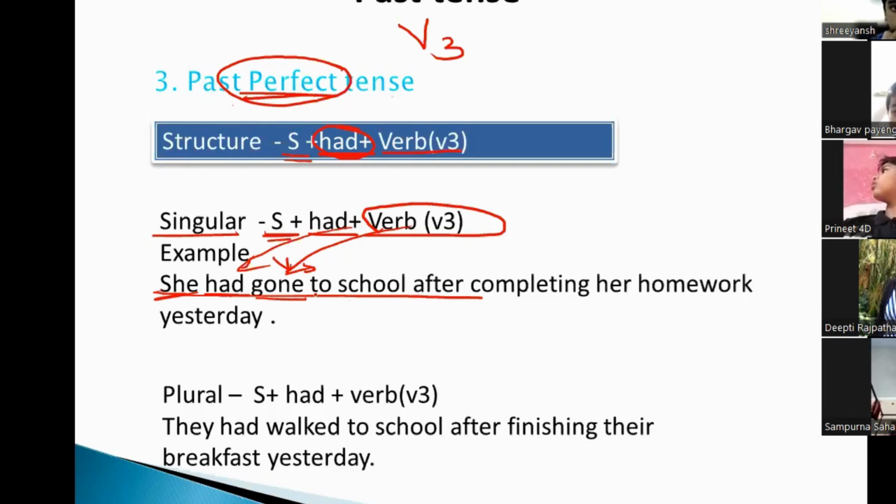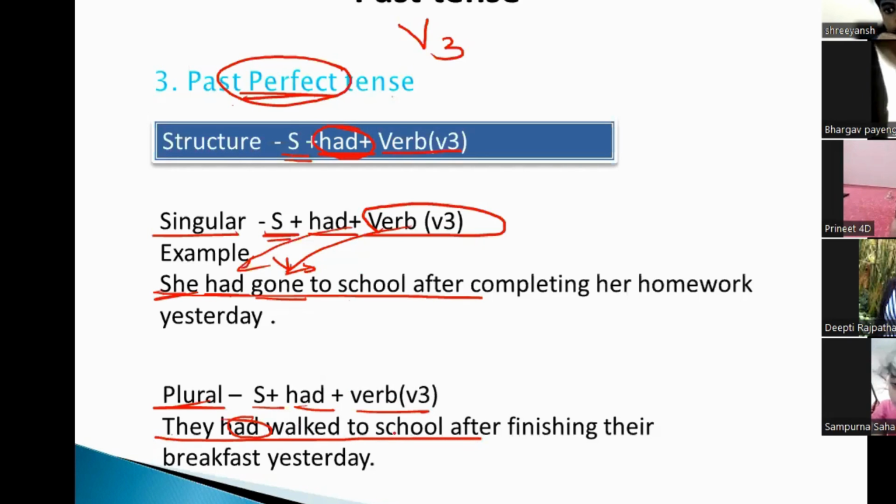Now, when your subject is plural, your structure remains the same: subject plus had plus third form of verb. For example, they had walked to the school after finishing their breakfast yesterday. So this is the first action, so that should be represented using had. That means past perfect tense.